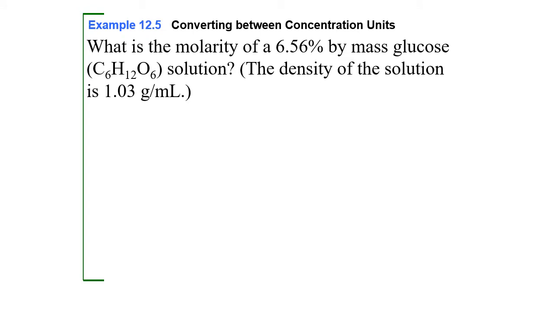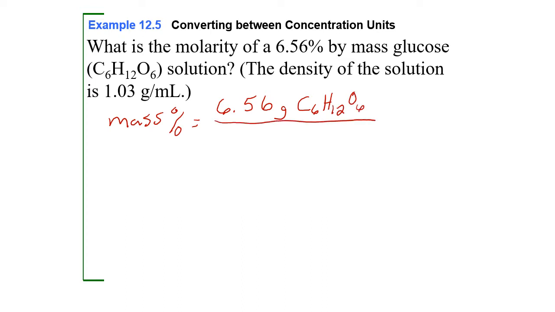Let's try an example. We're going to try and find the molarity of a 6.56% by mass glucose solution. So mass percent means that we have 6.56 grams of our glucose for every 100 grams of the solution. We're trying to find molarity, which is moles over liters.